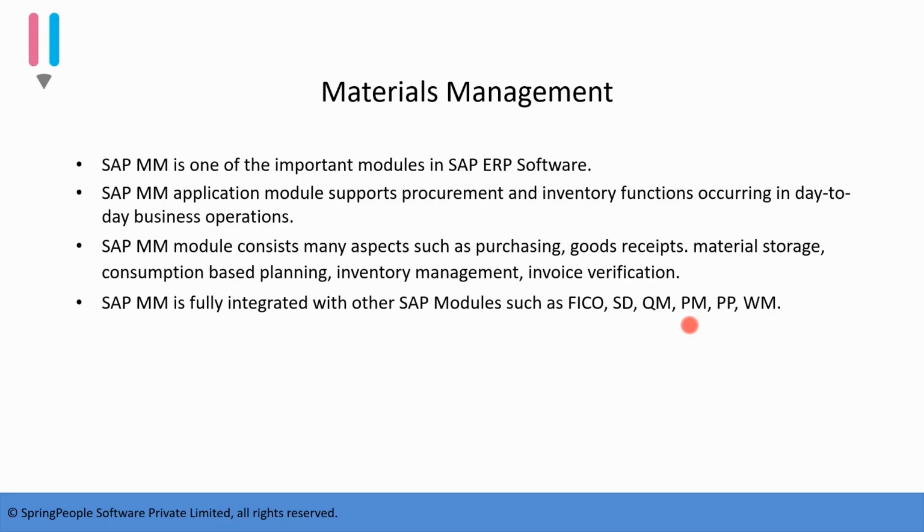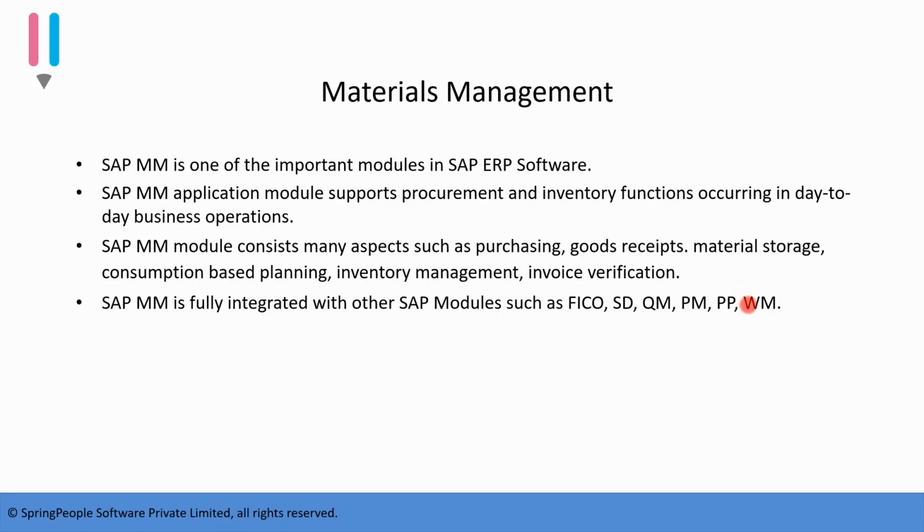To perform these kinds of maintenance activities, you need some consumables, oils, spare parts, and so on. These parts or materials will be procured by the MM module. So this is the integration between MM and PM. Similarly, if you want to manufacture something, then you need raw materials, packing materials, and so on. These will be procured by the MM module.